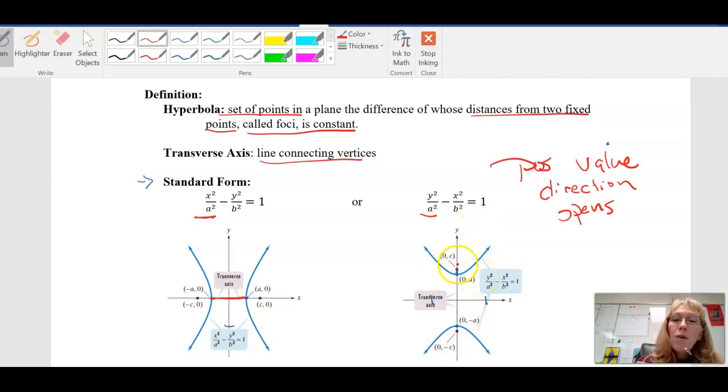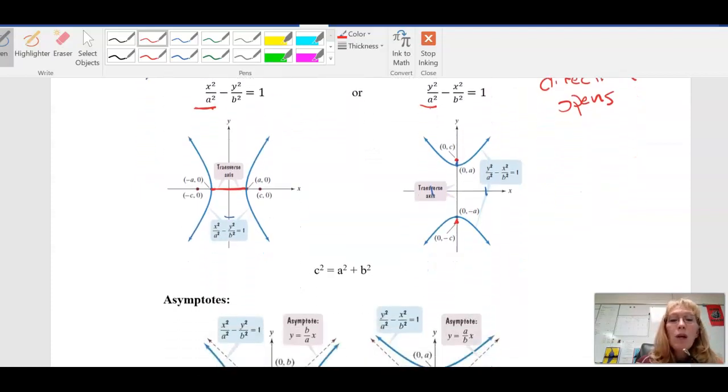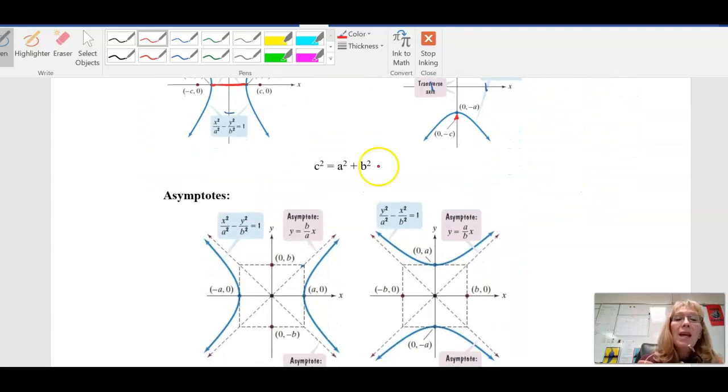Now, to find our foci this time, it's a little bit different since it's outside of the vertices. It's larger. So instead of subtracting the two like we did on the ellipse, we are going to add. Then we take the square root, and that will give us our c, which will give us our foci, which are out here or out here.